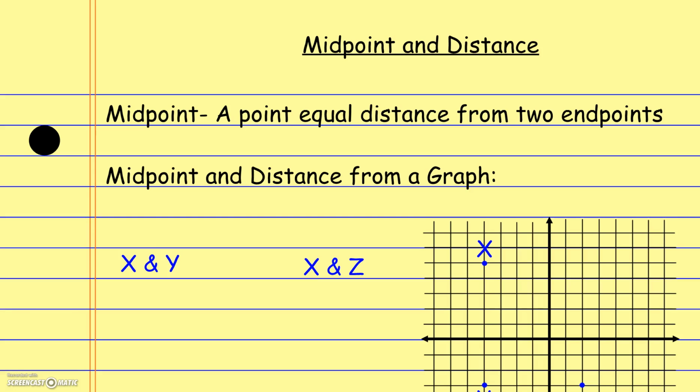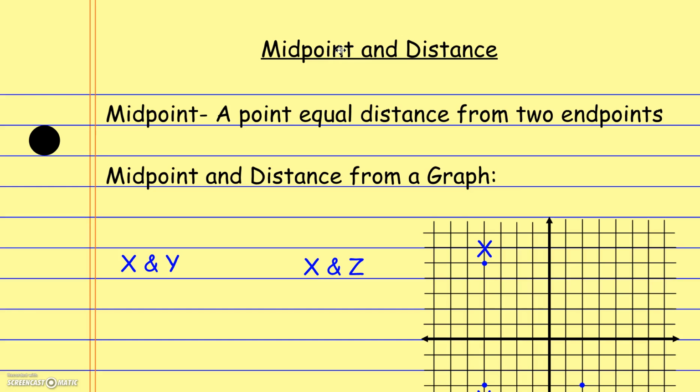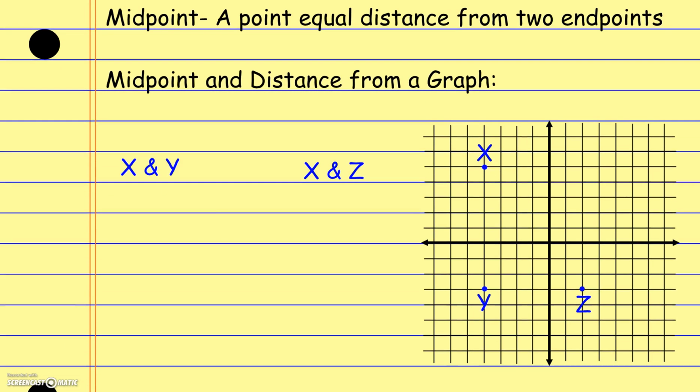First, we're going to look at this in terms of a graph, and then we're going to look at just a set of ordered pairs. So when I look at a graph, and I'm looking at the distance and the midpoint between x and y, it's very simple to see how far apart these are, and it's also very easy to count the halfway mark.